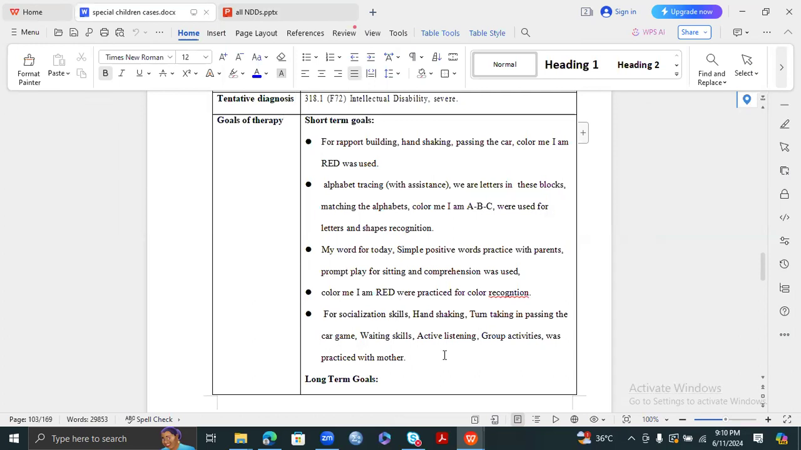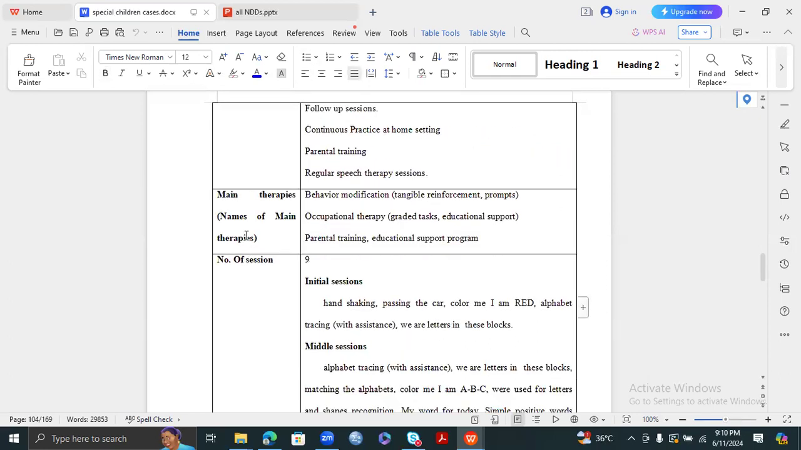All right, for the socialization skills, those were the tasks we worked on, including handshaking, turn taking, and passing the game card, to make them realize to wait for their turn. All right. It takes some time. Obviously, it takes a lot of time to work on and develop such behavior in children who don't actually have it. We have to shape that behavior in that child. So it takes time, but you can work on it very well. All right. And the results can be very astonishing. Waiting skills, active listening, all right, group activities can be practiced.